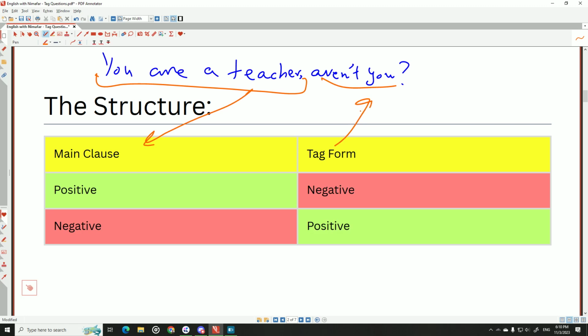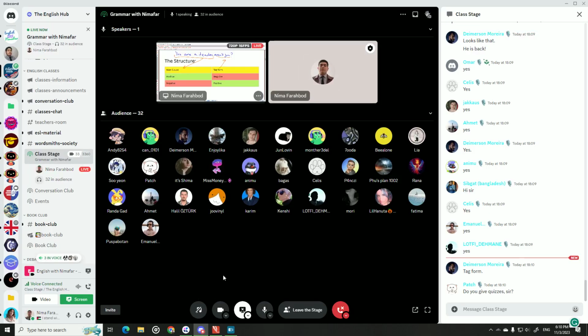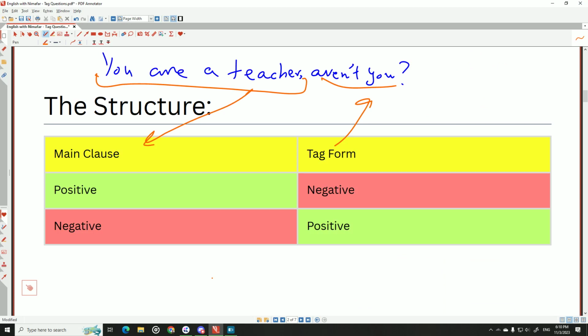Actually, we're gonna do quizzes together at the quiz. So when we have a positive sentence, you are a teacher is a positive sentence, right? Your tag should be reversed, should be negative. Here is positive, so we have negative. But on the other hand, when it's negative, your tag should be positive. For example, you aren't a doctor, are you?